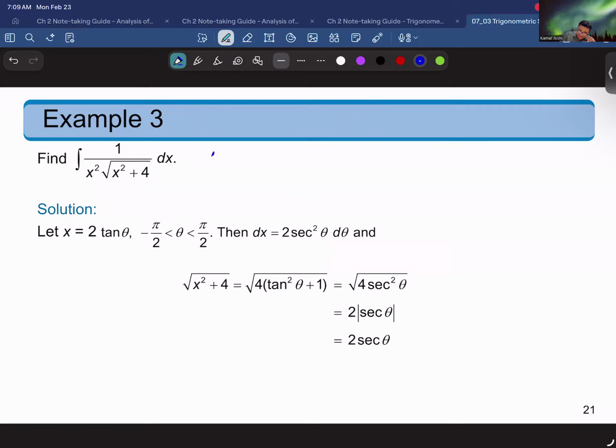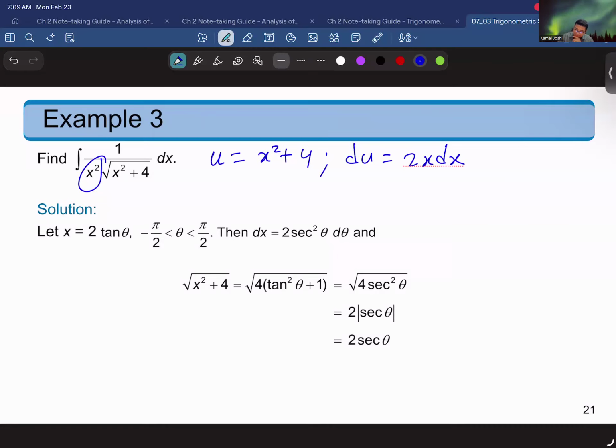And to confirm that, you notice if you take u equals x square plus 4, which is under the root, du will be 2x dx. But the problem is you have 1 over x square here. Try, you should try. No other substitution is going to work.